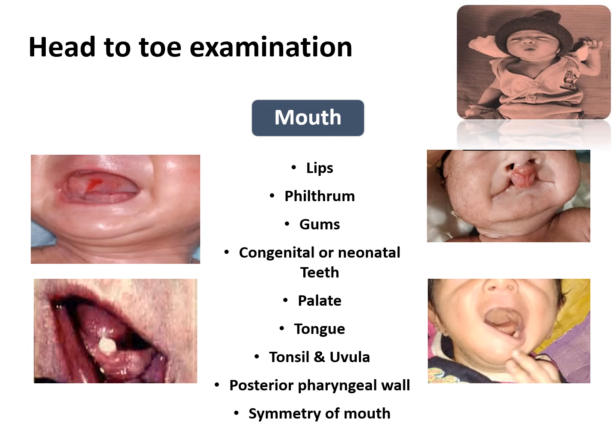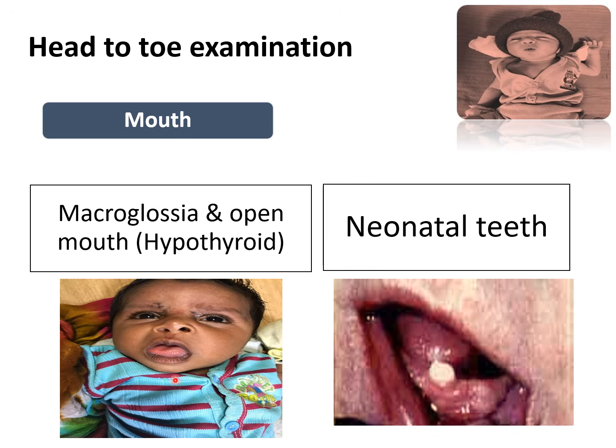Here you can see the baby is having an asymmetrical face. Here in this image you can see the baby is having coarse facial features with an open wide mouth and a large protruded tongue. It is macroglossia, seen in congenital hypothyroidism. Here in this image you can see the baby is having congenital or neonatal teeth. Normally they do not require any treatment, except when there is a risk of aspiration because the teeth are loose, then we have to remove them.